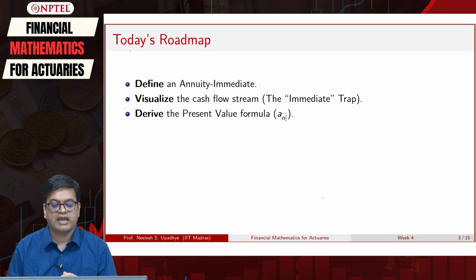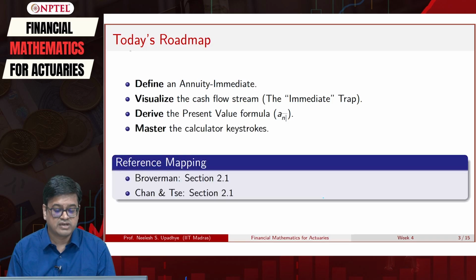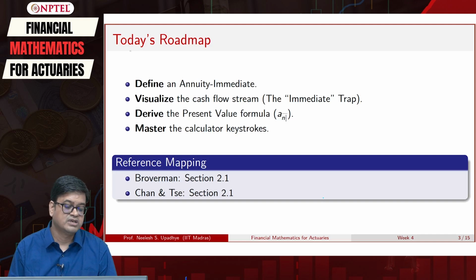It is called a angle n. Based on the interest rates, this formula will change. And once we have done that, then we will show how to master the BA II Plus calculator, the calculator keystrokes, right? So all these things are related to our references, which are Broverman section 2.1, Chan and Say section 2.1.